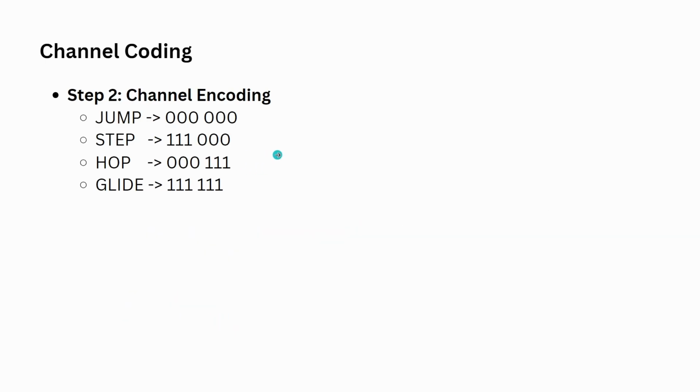Next, we have channel encoding. What we just encoded will correspond to the source. So jump is 000000. Step is 111000, and so on.